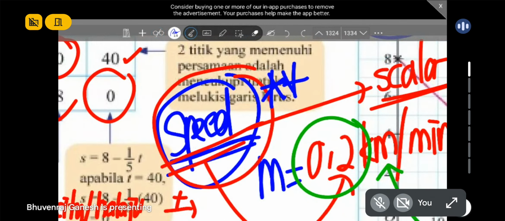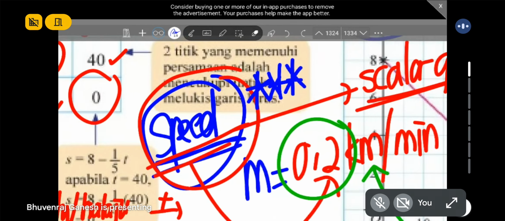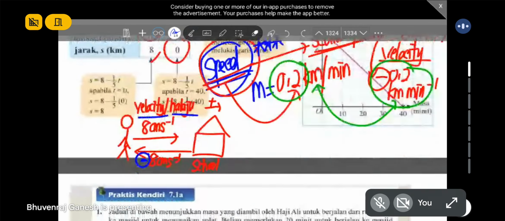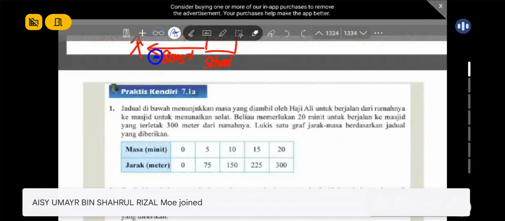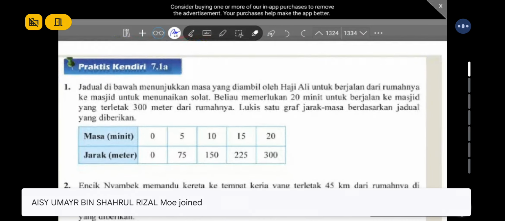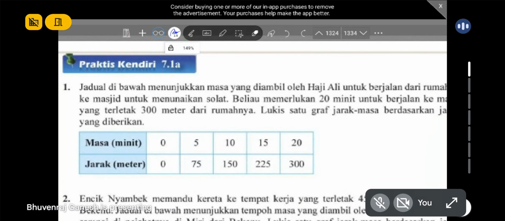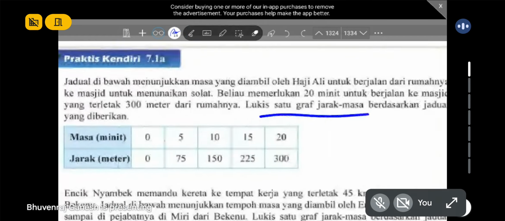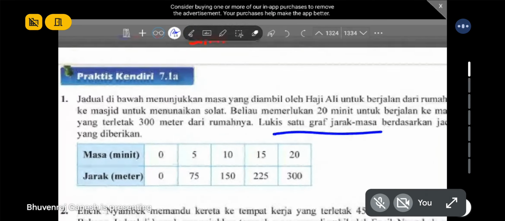Biasanya, setiap soalan dia tanya laju, bukan halaju. Sebab graf dia adalah jarak melawan masa. Faham tak? Jarak ni juga adalah kuantiti scalar. Kamu kena faham. Distance is scalar quantity. All of you clear now? Jelas? Okay, so now you guys need to draw a distance time graph. Graph jarak melawan masa. Alright, so 20 minute, 300 meter.